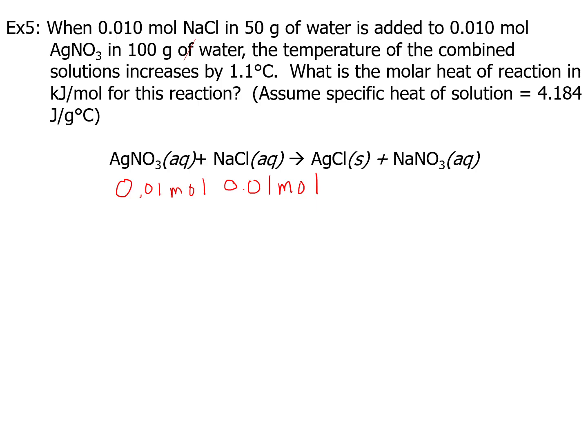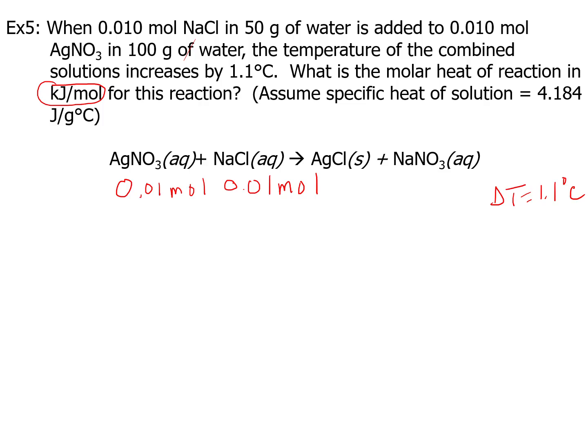In 100 grams of water, temperature of the combined solutions increases by 1.1 degrees C. So there's our delta T. What is the molar heat of reaction in kilojoules per mole? So this part is really important for figuring out how to answer this. It tells you want to take your kilojoules and you want to divide by the moles that are involved in this. So we have 0.01 moles worth of stuff present. Heat is an extensive property, so that means it's going to be limited by how many moles you have present.